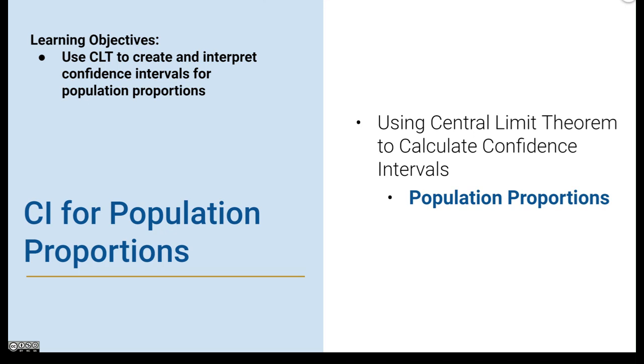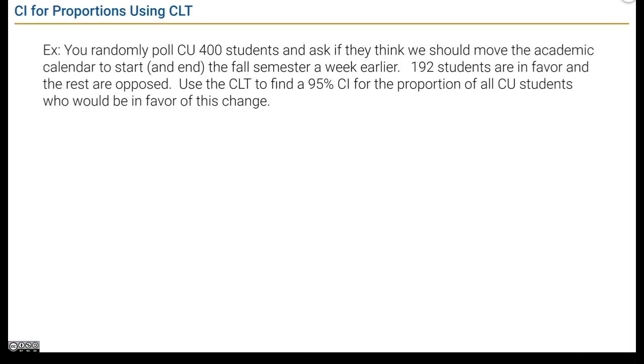Now we're going to look at how we can calculate confidence intervals for proportions using the central limit theorem. So suppose you randomly took a poll, asked 400 students some yes or no question. I just made this one up, whether or not they were in favor of moving the academic calendar to start a week earlier. And they have to tell you either yes or no.